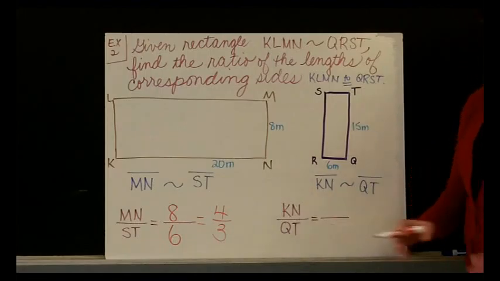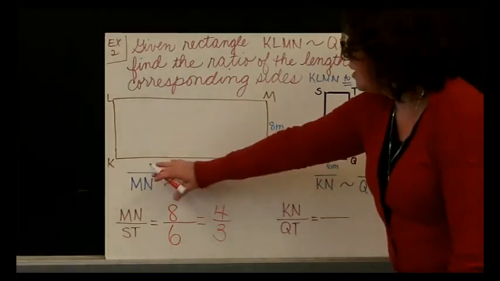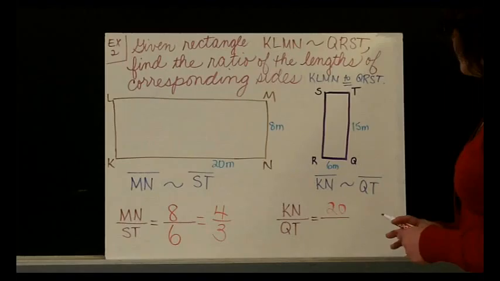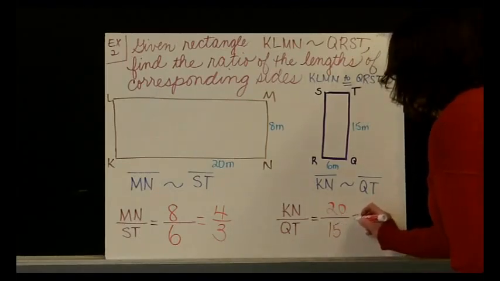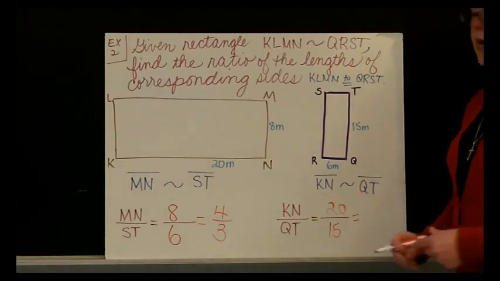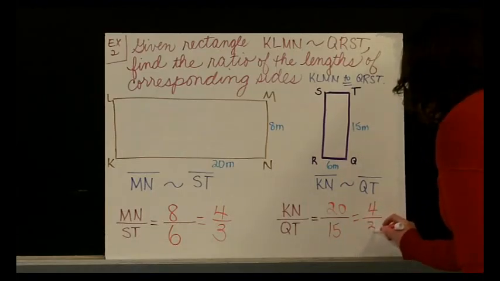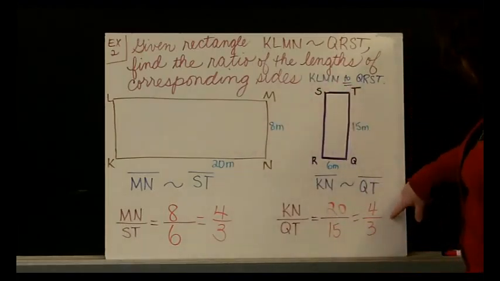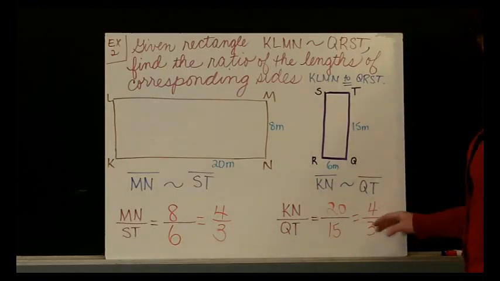Next, I set it up into a fraction, which is a ratio. Now I need to fill in the values. The length of side KN is 20 meters, and the length of side QT is 15 meters. Then, of course, you simplify. The greatest common factor of 20 and 15 is 5. There are 4 5s in 20 and 3 in 15. And since they are proportional, we've proven it by showing that the ratio of each set of sides to the other is 4 to 3.